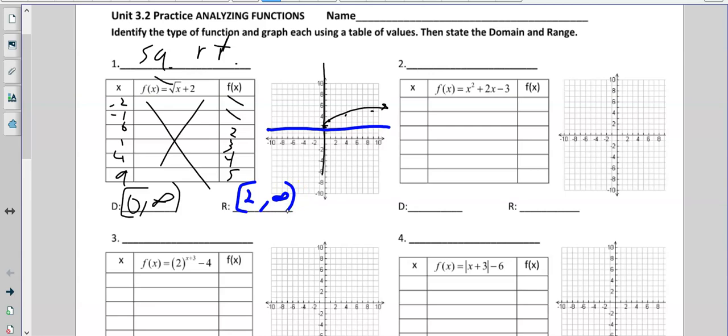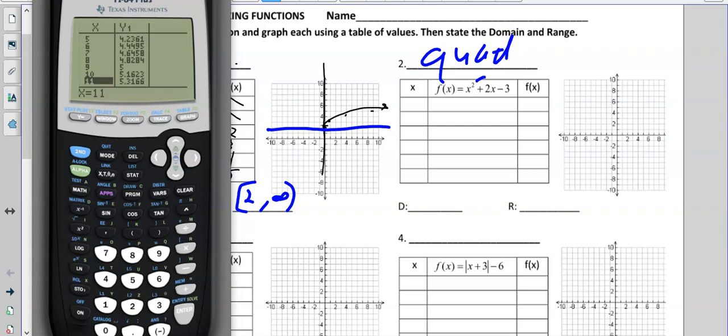Number 2, you see a little 2 here. That means it's a quadratic. So we're going to put that in the calculator. We're going to go to y equals, clear out whatever's in there, and type in x right there. And then squared, we're just going to hit the square button.